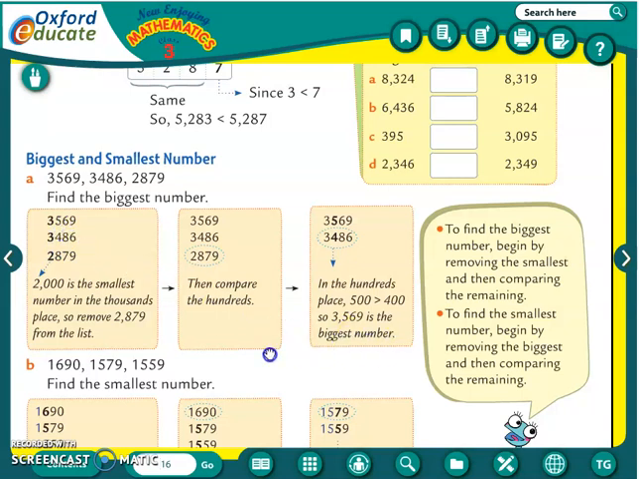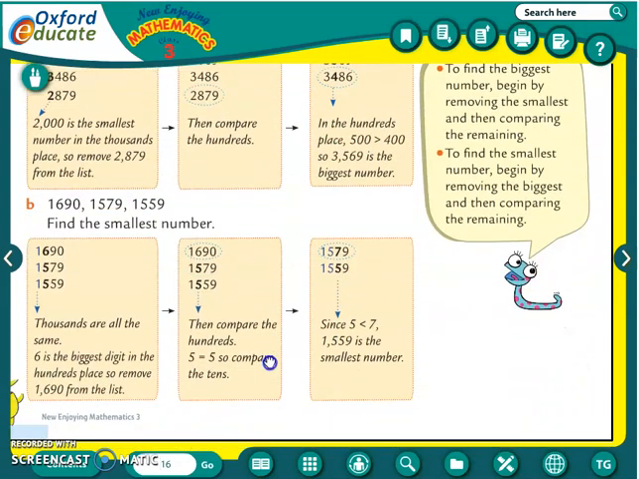And the same way we have to see the smallest number. Now to find the smallest number, begin by removing the biggest and then comparing the remaining. जैसे कि यहाँ बिगर नंबर के लिए हमने ये स्मॉलेस्ट नंबर रिमूव कर दिया था, उसी तरह यहाँ पर हमें स्मॉलेस्ट नंबर ढूंढना है, तो हम बिगेस्ट नंबर जो है उसको रिमूव कर देंगे. यहाँ पर तीन नंबर है 1690, 1579 and 1559. So we have to find the smallest number.